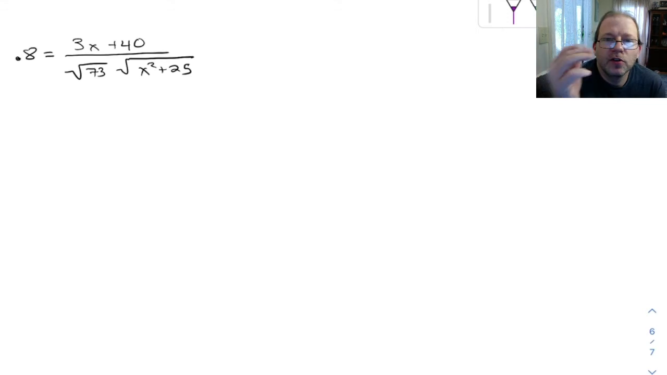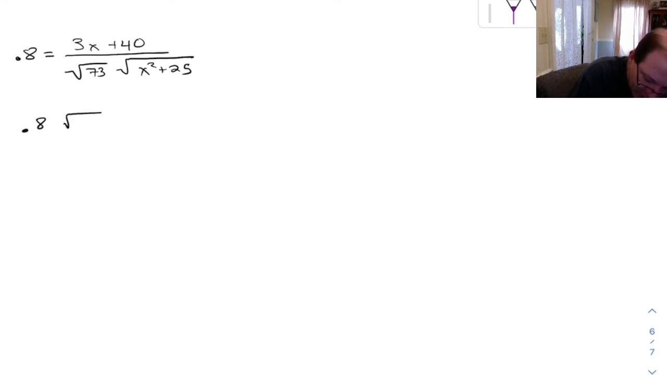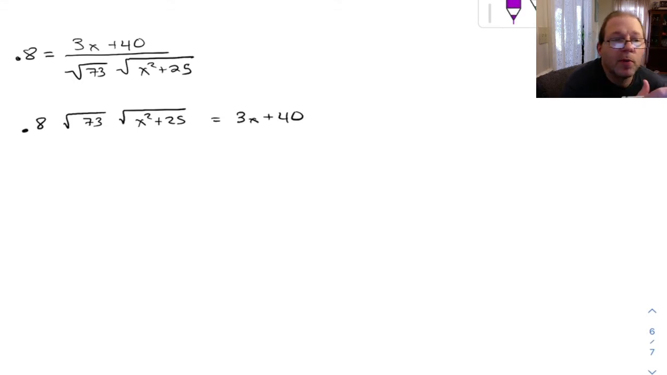First up, let's clear the denominator. So we'll multiply both sides by those square roots. So 0.8 times root 73 times root x squared plus 25 equals 3x plus 40. Okay, now we have to square both of these. This is actually going to work out decently.